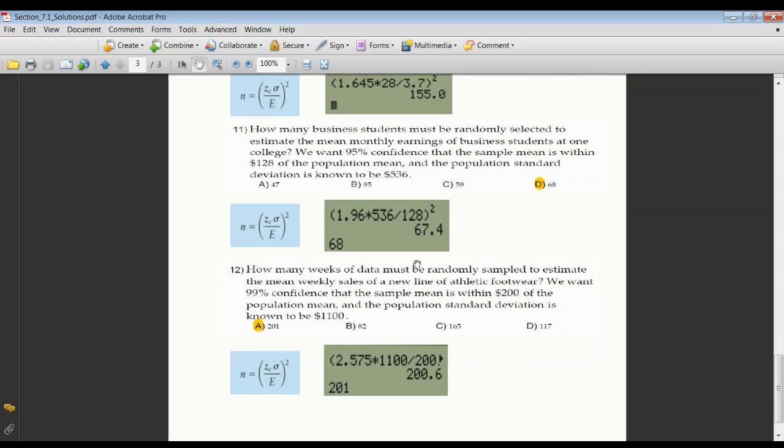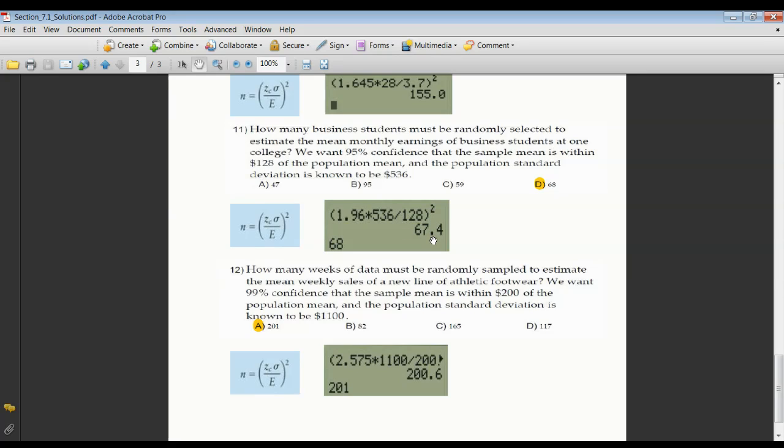Number 11, just a repeat of the previous two. You get a 95% confidence level. The z-score that's associated with that, z sub c, he calls it, is 1.96. There's your standard deviation, 536, and your error is 128. The sample mean is within 128. That means that's the error.